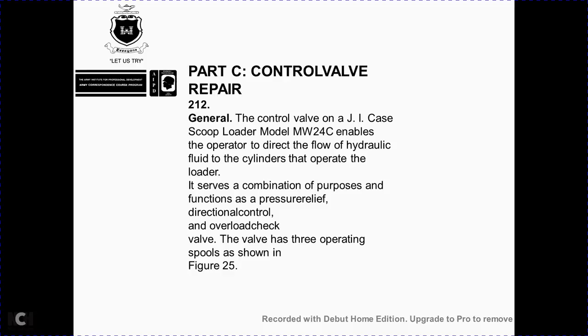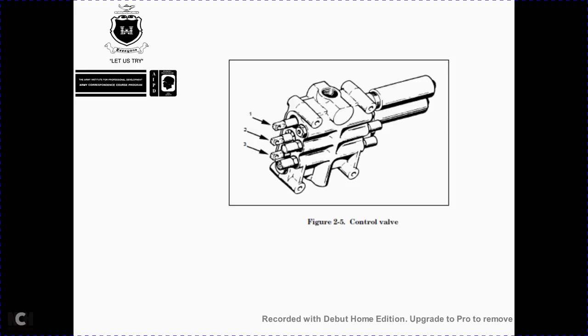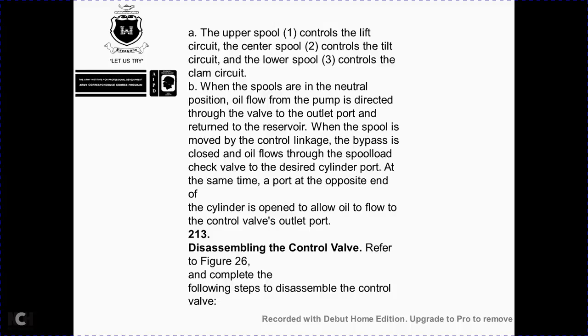The control valve on the JIK scoop loader model MW24C enables the operator to direct the flow of hydraulic fluid to the cylinders to operate the loader, with the combined functions of pressure relief and direction control overload check valve. The valve has three operating spools, shown in figure 2-5. The upper spool controls the lift circuit, the center spool controls the tilt circuit, and the lower spool controls the clamp circuit.